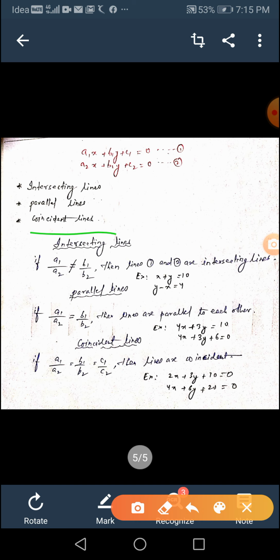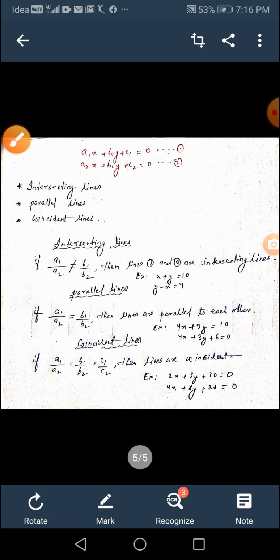Coincident line means one line is there and above that another line is there. Same line. Those lines are known as coincident lines. Now, if the equation of the straight lines is given, how to understand whether those straight lines are intersecting lines, parallel lines or coincident lines.